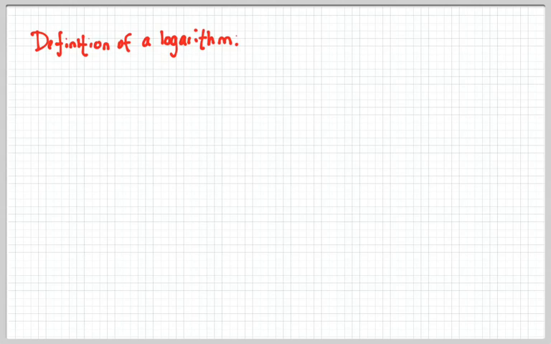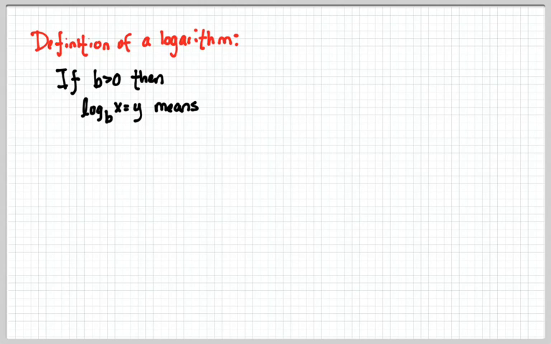The definition of a logarithm is this: if b is greater than 0, then log in the base b of x equals y means b to the y equals x.